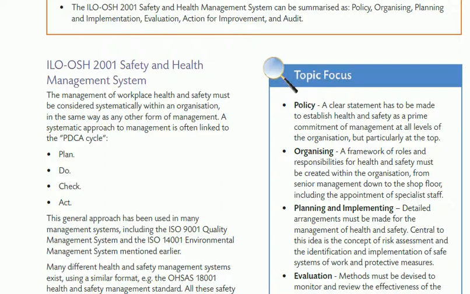Policy is classified as what. Organizing is who gets it done, while planning and implementation is how. In planning, detailed arrangements must be made for the management of health and safety. Central to the idea is the concept of risk management, identification and implementation of safe systems of work and protective measures. Planning tells us how we are going to achieve this, putting in place arrangements, things that should be done, maybe provision of safety equipment.